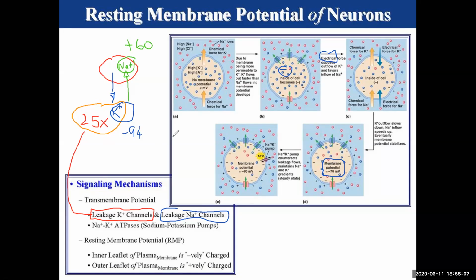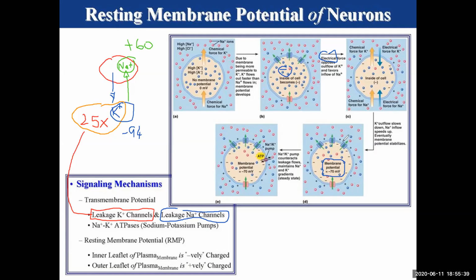is closer to potassium than to sodium, due to the fact that the cell membrane is more permeant, is more favorable to potassium flux than sodium flux. Because of that, the cell membrane potential at equilibrium sits closer to minus 94, which is minus 70, than plus 60.